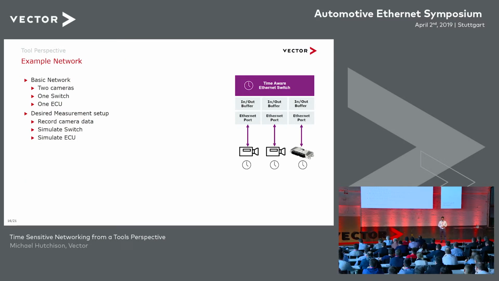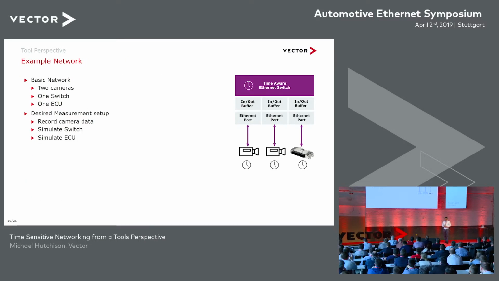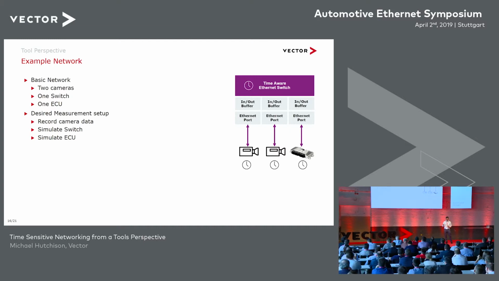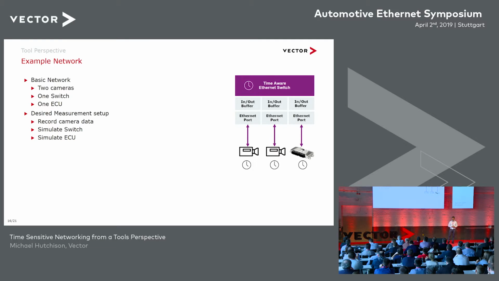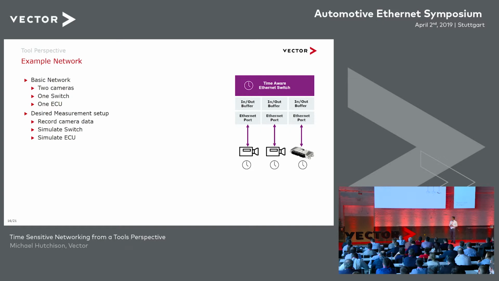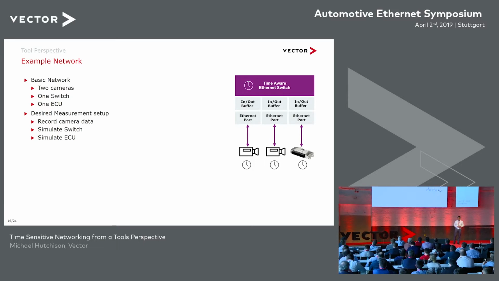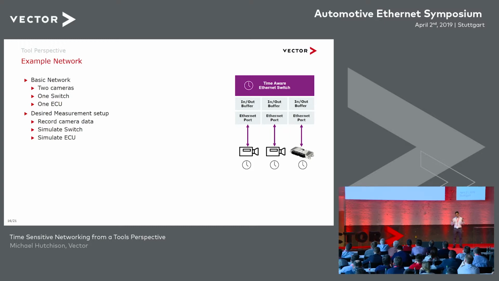So if we take those and look at an example, back to our simple network, where I have 2 cameras and a switch in the network and an ECU attached to it. And perhaps my measurement setup has some sort of an issue or some hardware is not available, so I'd like to record the camera data from one of the cameras, so I'd like to send that to a logger while not disturbing the network and see what's happening. I may need to simulate the switch because the switch hardware is not there. So we'll simulate the switch. And I'd like to simulate that ECU as well because it's also not available. So I'm going to have to connect CANoe to it. So this creates some challenges for the tool.